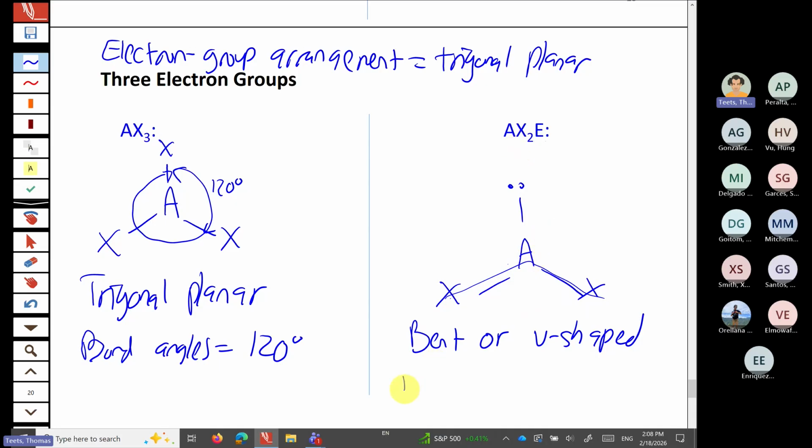Now, what happens to the bond angles in this case? The bond angles are still close to 120 degrees because this is a trigonal planar arrangement. But this is the first time where we have to talk about the influence of the lone pairs. The lone pairs are not held tightly between 2 atoms.